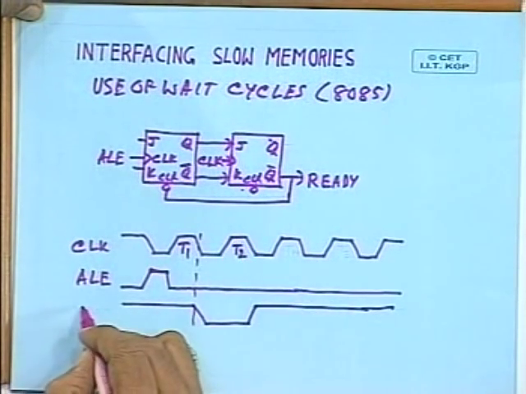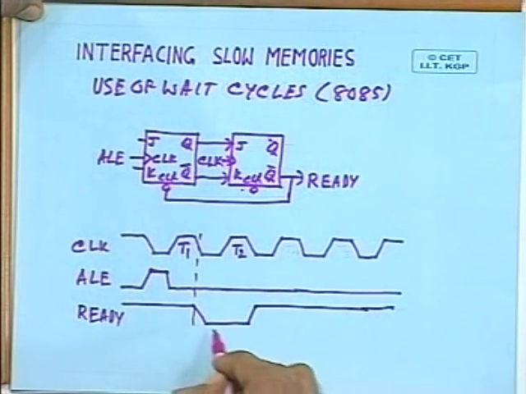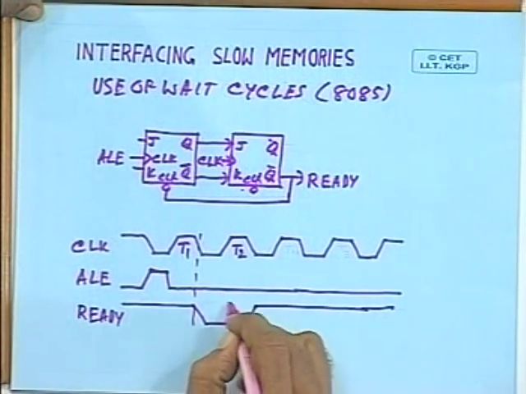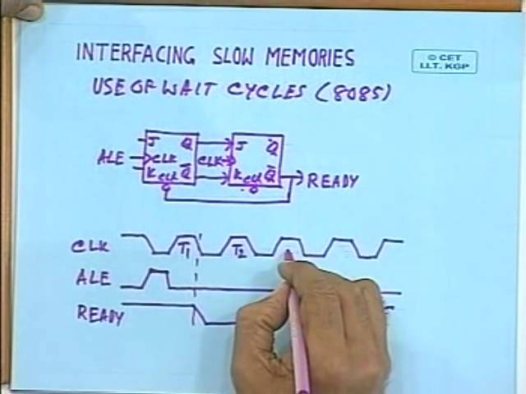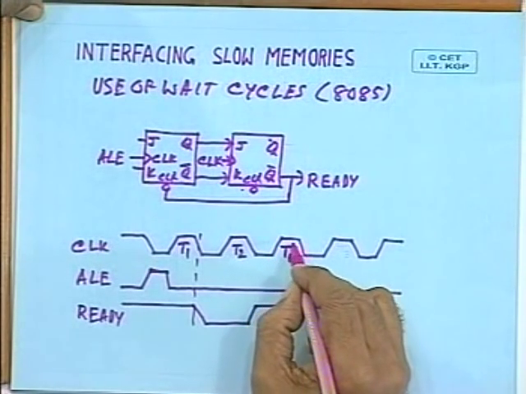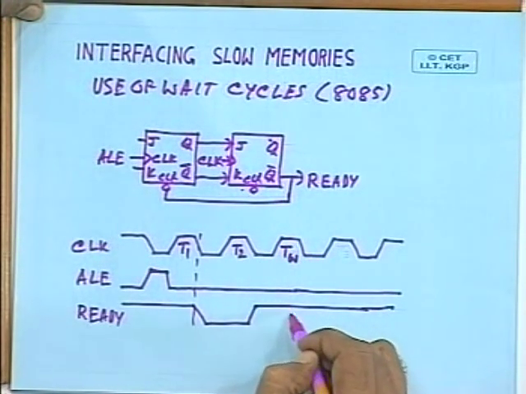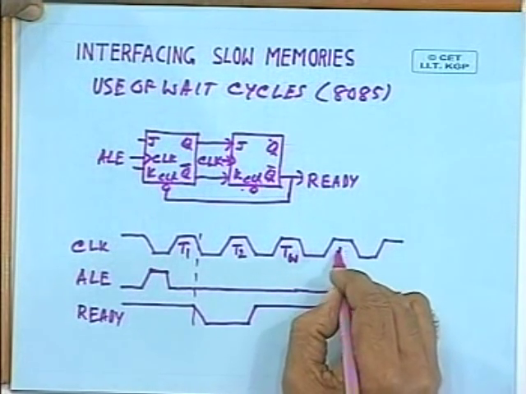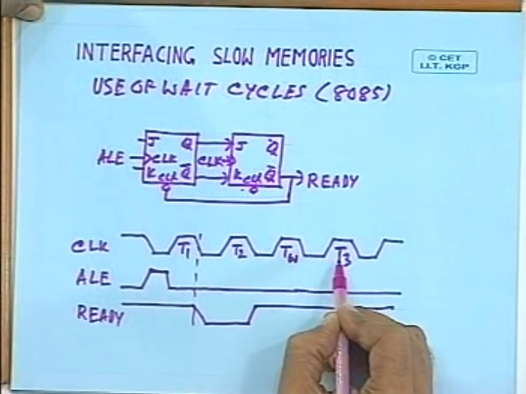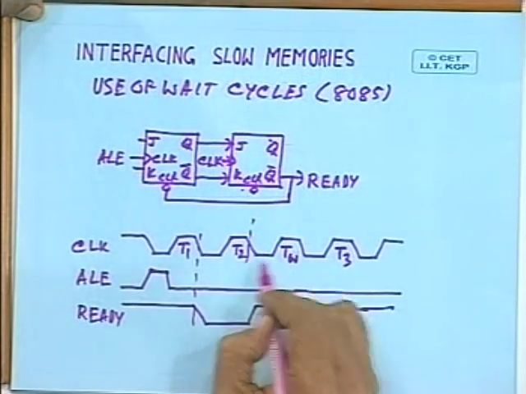Now if this is applied to the ready input of the microprocessor, during the T2 clock period, this ready signal will appear to be low. So the microprocessor will generate a wait cycle. However, during the next clock period, it finds that the ready input is not low. So it will go to T3. So as you can see in this particular case, a wait cycle is introduced. This is your wait cycle.